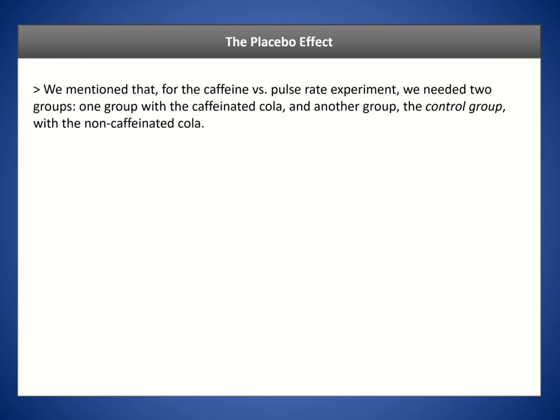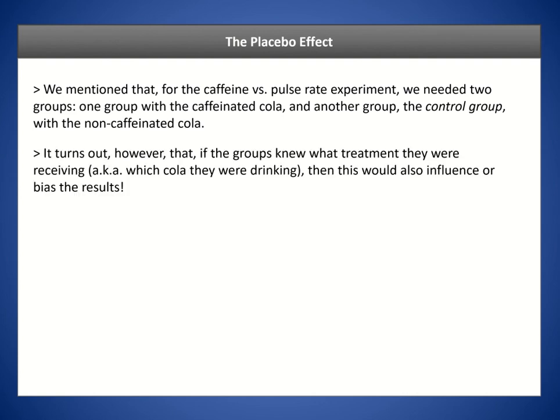Okay, so now there's another interesting effect that takes place when you're trying to set up an experiment. We mentioned that for the caffeine versus the pulse rate experiment, we needed two groups. One group with the treatment, and then the other group, which could be the group without the treatment, or it could be reversed where the control group has the treatment and the other one doesn't. As long as there are two different ways so you can compare them. So one had the caffeinated cola, the other one the non-caffeinated.